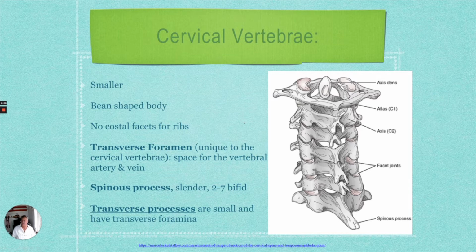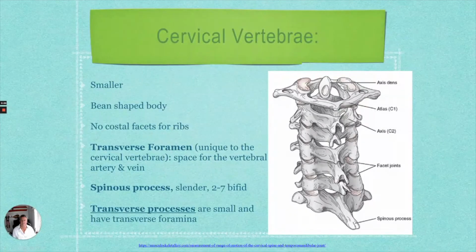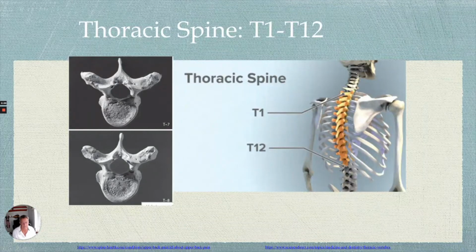The transverse processes are small and have transverse foramen. You can see over there as it goes down, we're about to go on to it, it just comes to an end, and at the top you can see where the cervical spine ends and where the thoracic spine starts. 12 vertebrae. You can see on the left what they look like. Really solid, big, strong bones.